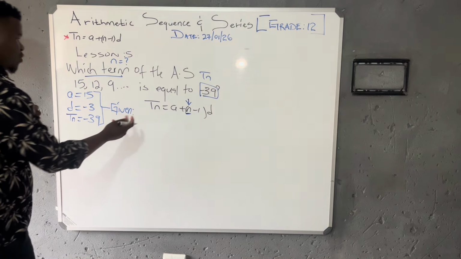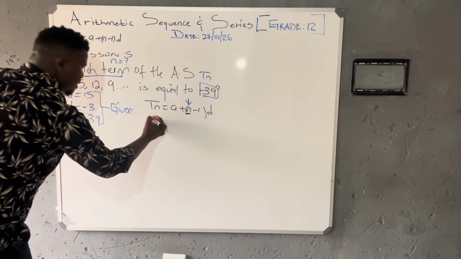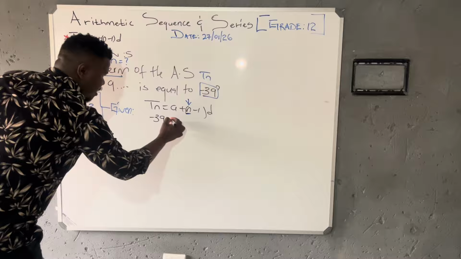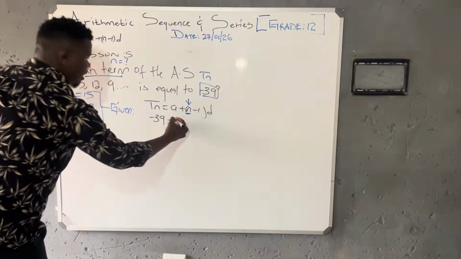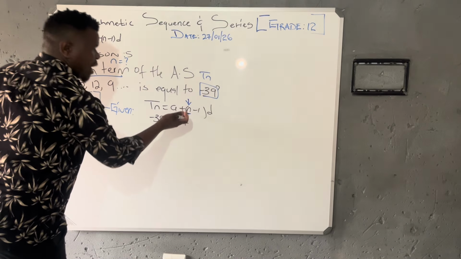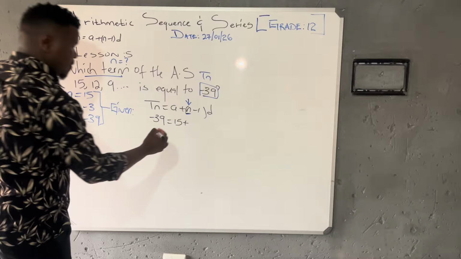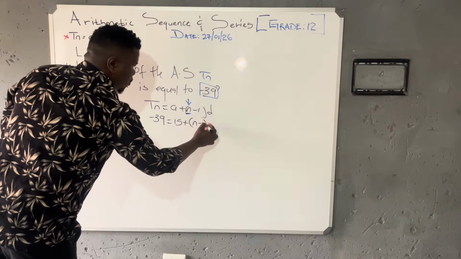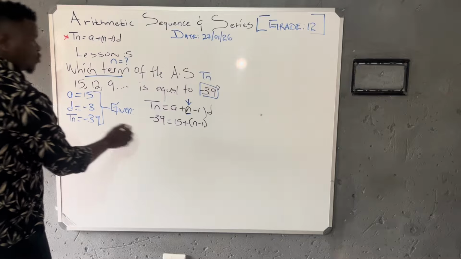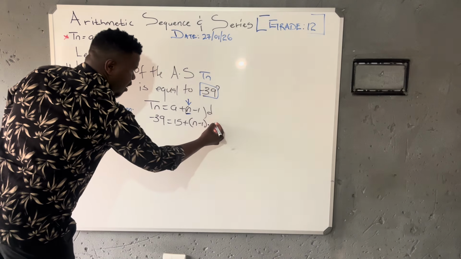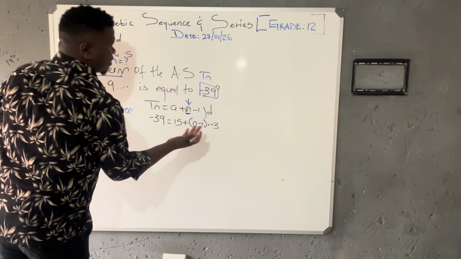So now let's substitute. Where there's Tn, we put negative 39. What is our A? Our A is 15. What is n? We don't know n, so I'll put n minus 1. What is d? D happens to be, remember, this is a multiplication.